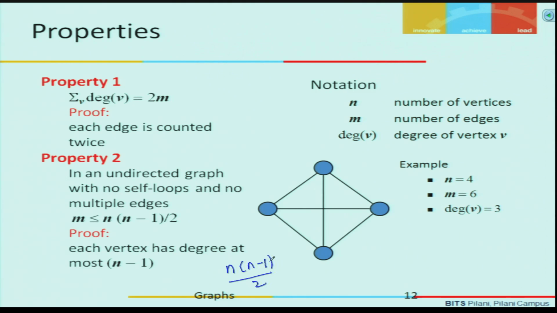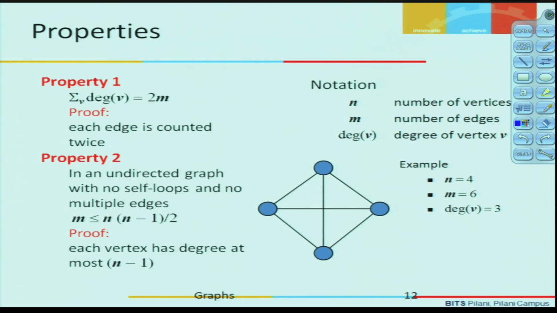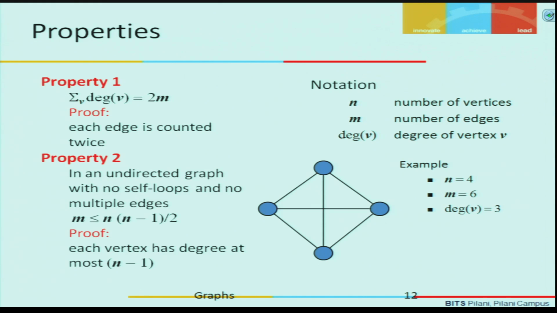So, that is the maximum number of edges that you can have in an undirected graph without self loops. Such graphs are also called complete graphs. This is called a complete graph on 4 vertices. So, a graph is complete if a node is connected to all the other nodes.